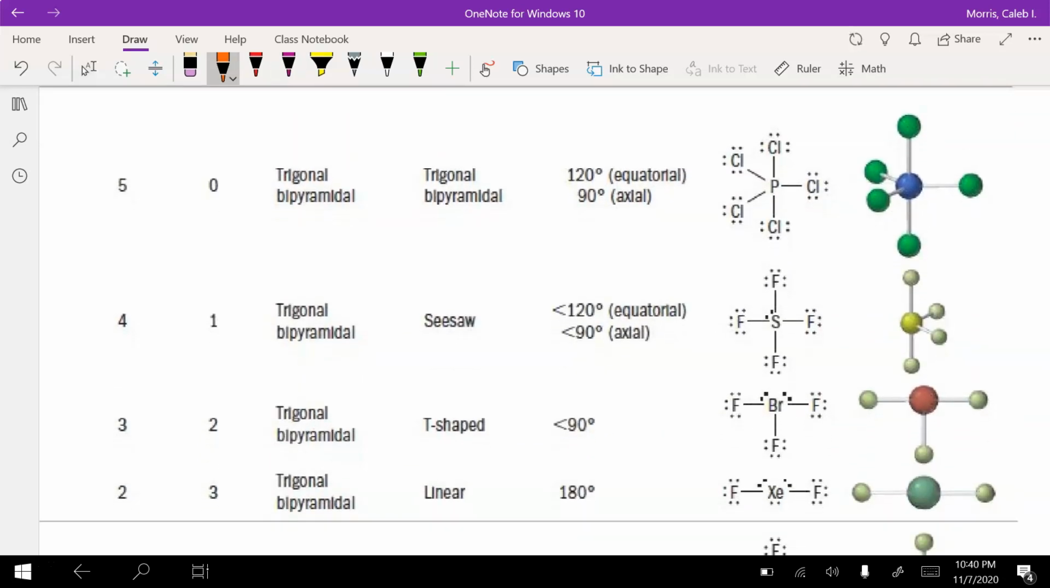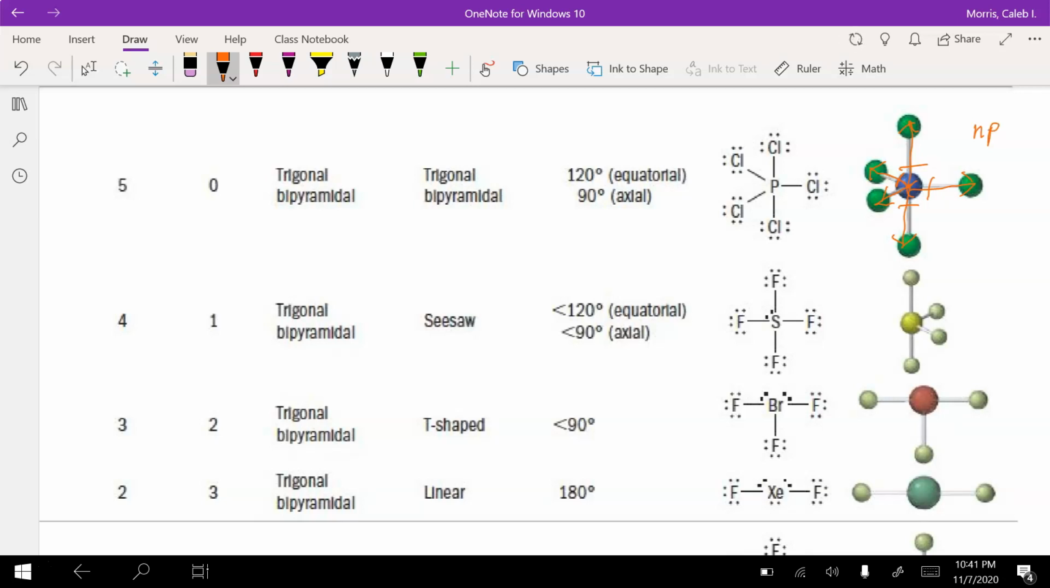All right, now we've got trigonal bipyramidal. Phosphorus is less electronegative than chlorine, so we would have a dipole facing out towards each of those chlorine atoms. But if they're all pulling with equal strength and they're spread out evenly, then they are going to cancel out. Their dipoles will cancel out, and that makes this molecule nonpolar.